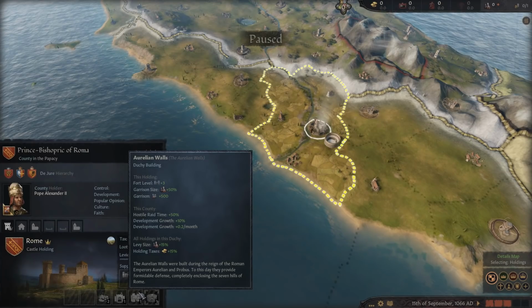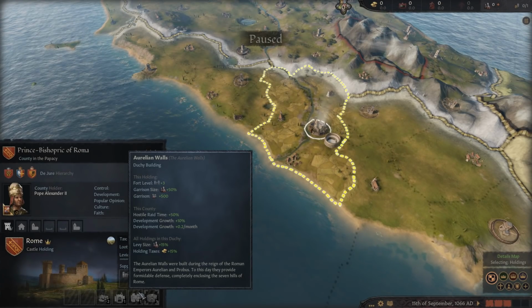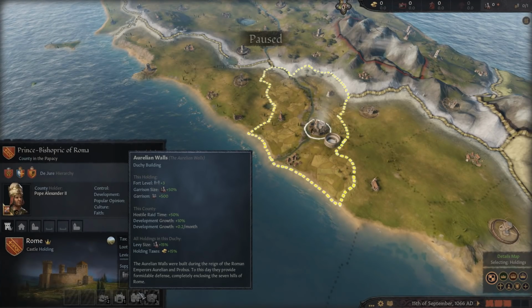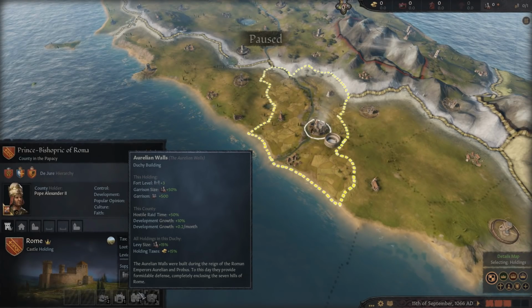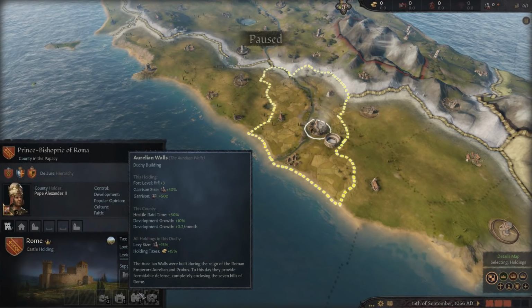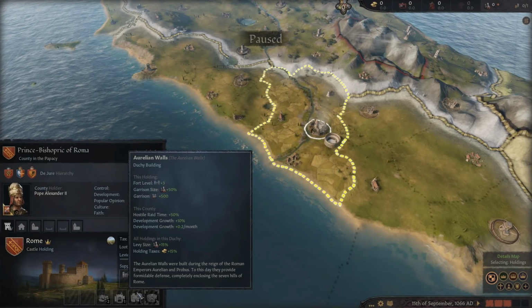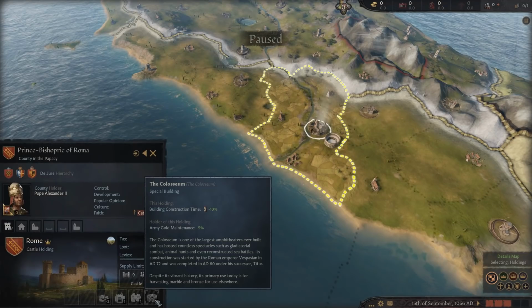Countywide, it gives you a hostile raid time of +50%, so raiders will have a harder time. Development growth of +10%, as well as 0.2 per month. On top of that, realm-wide, it gives you a levy size increase of +15%, and taxes realm-wide of +15%, so that's kind of nice. The other one is right next to it, and you can see it here, and that is, of course, the Colosseum.